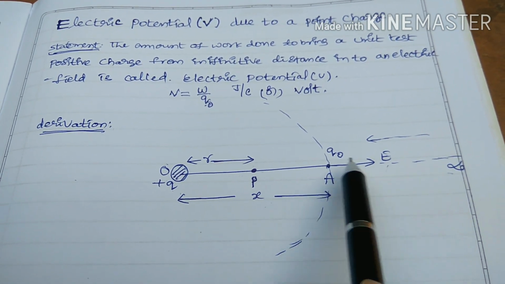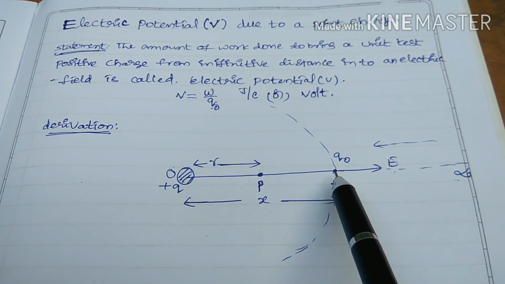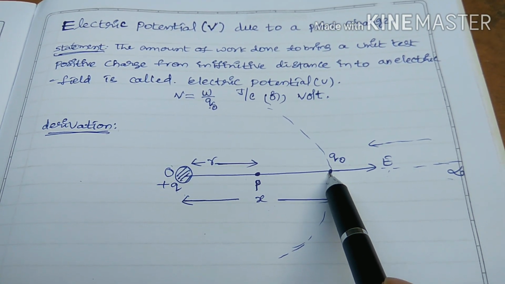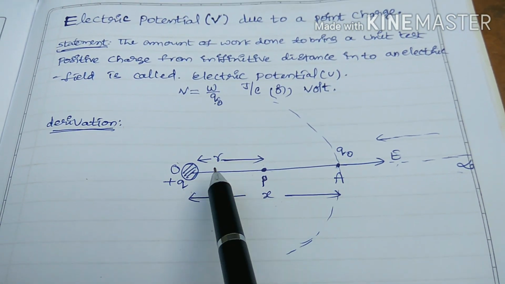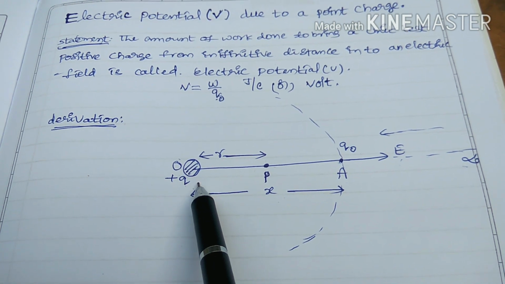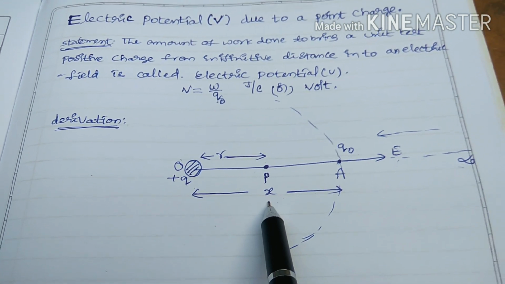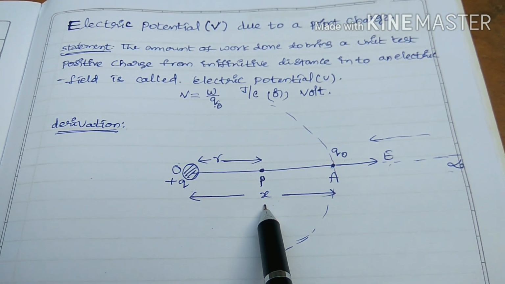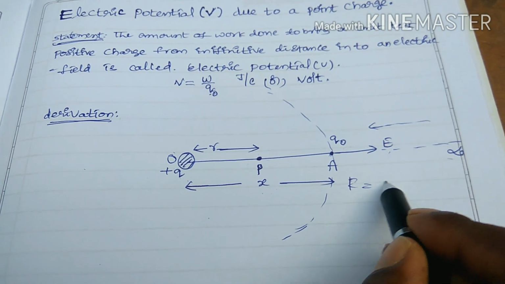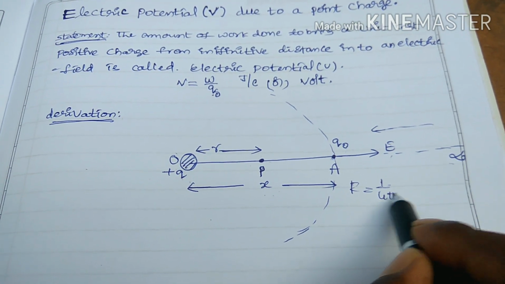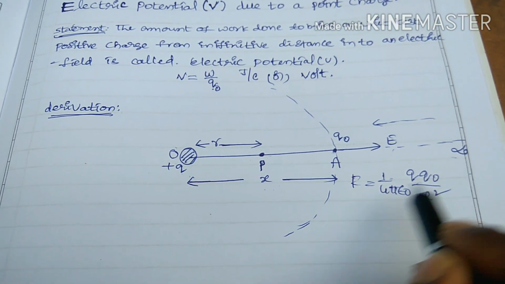Whenever we take the Q naught charge from infinite distance to the point A, some force will be acting on it. That force comes from Coulomb's inverse square law. Whenever Q and Q naught, two charges, are separated by a small distance, there will be a force acting on them. That is F. F is equal to 1 by 4 pi epsilon naught, Q Q naught by x square.